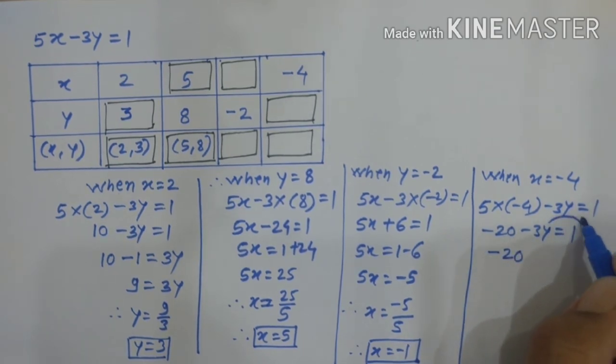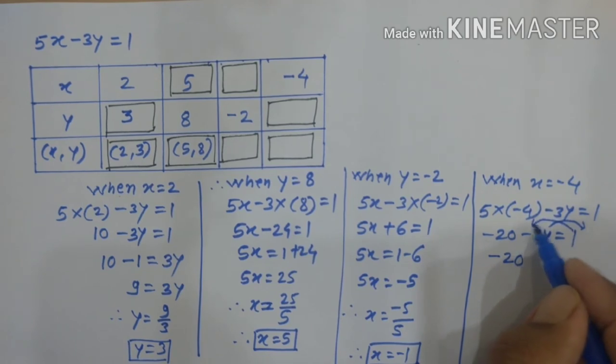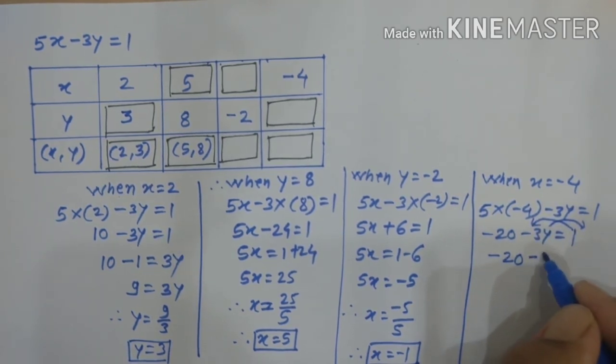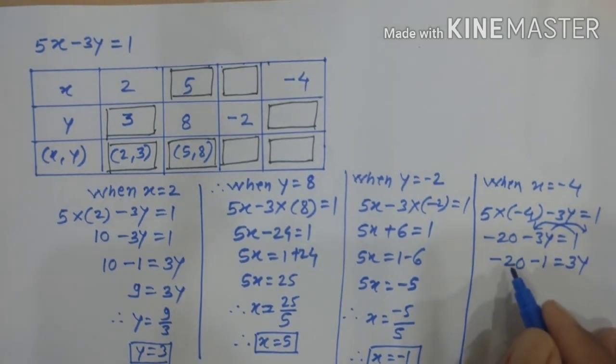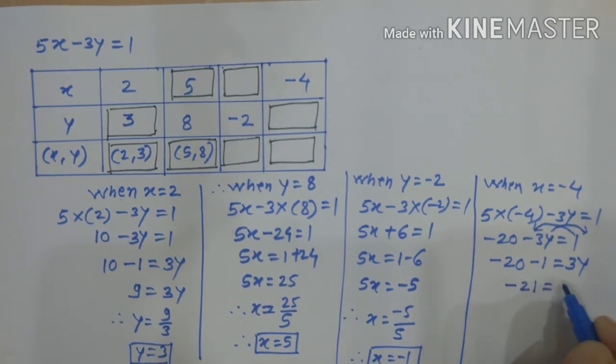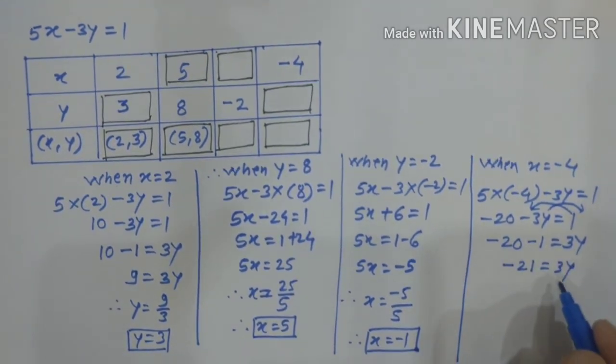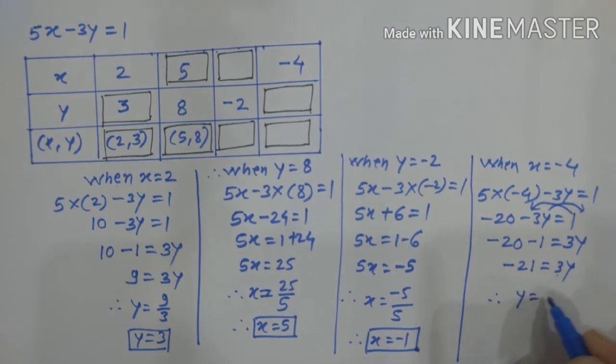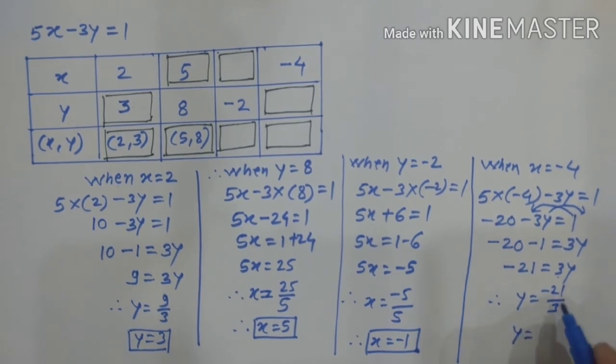Transpose minus 3y to right side and 1 to left side. Therefore 1 can be written as minus 1 and minus 3y can be written as plus 3y. Minus 20 minus 1 gives us minus 21 equal to 3y. Therefore, transpose 3 to left side. Therefore, y is equal to minus 21 upon 3. Y is equal to, 3 sevens are 21. 21 has minus sign. Therefore, 7 has minus sign.